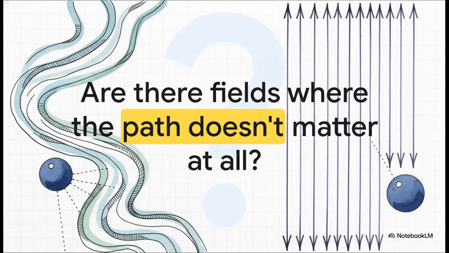Which really leaves us with one final fascinating question. We've just hammered home how critical the path is. But what if it wasn't? Are there special vector fields out there where the work done to get from point A to point B is exactly the same no matter what crazy path you take to get there? Well, the answer is yes. They're called conservative fields, and they're a huge topic for another time.